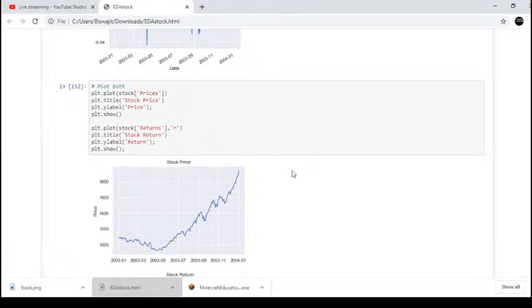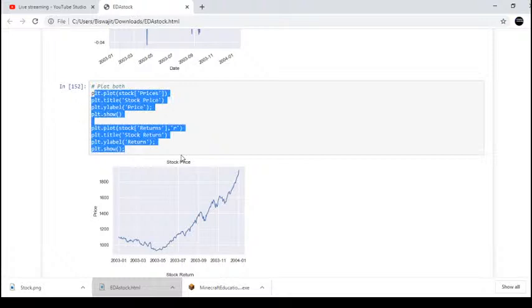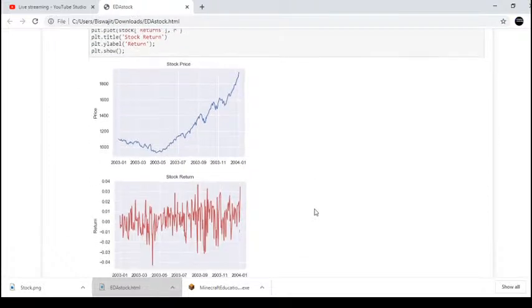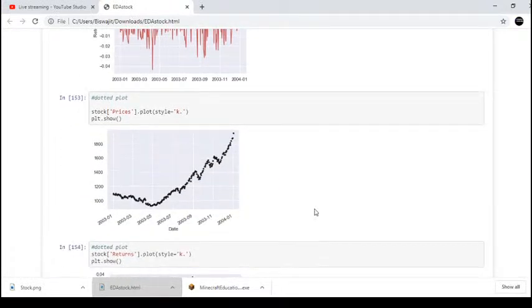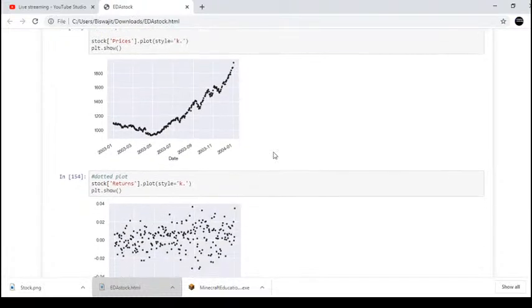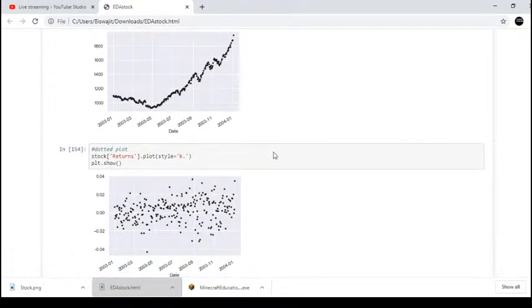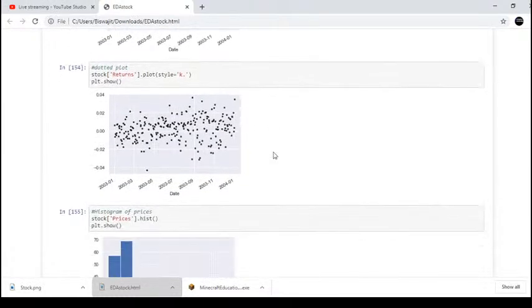And then you can also plot return and prices side by side. It's the same plot. I'm just plotting it again side by side just to get a better visualization. And then you can also use a dotted plot. This is what I've also used here, right? The syntax remains the same, except that I'm using style equal to k. So basically it's going to give us the dotted plot instead of a line plot. And that's what you see here. I've done that for both the prices and the returns.